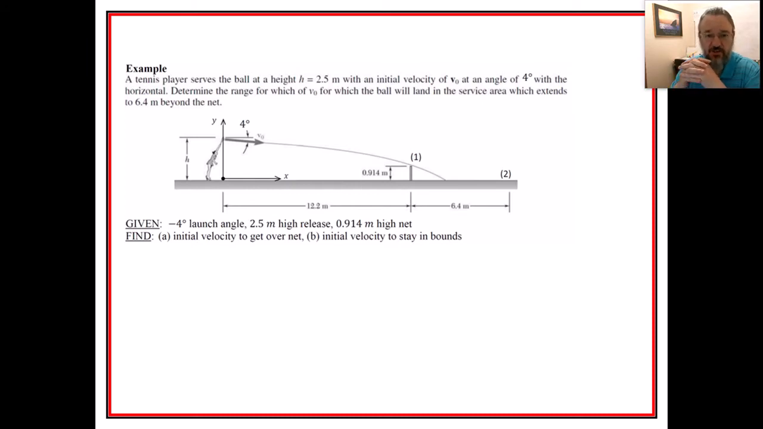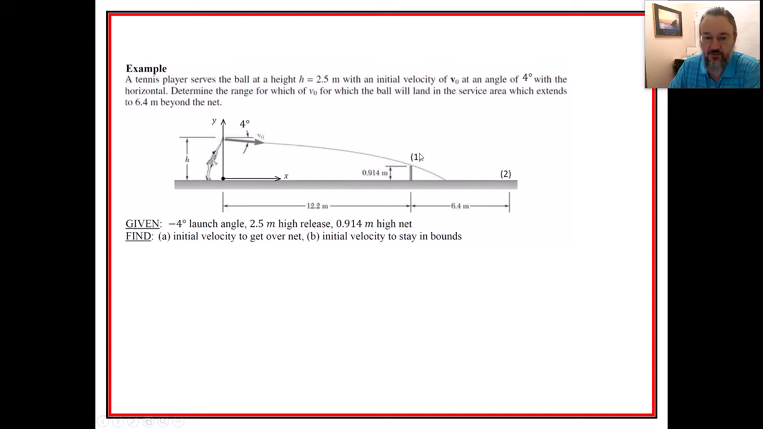We have a tennis player serving a ball at a height of 2.5 meters with initial velocity of v naught at an angle of 4 degrees with the horizontal. You can see it's going downwards though. And we want to find the range at which v naught will land in the service area, which extends 6.4 meters beyond the net. Note that the net is 0.914 meters high, and so it has to make it over the net, and it has to stay within this range right there.